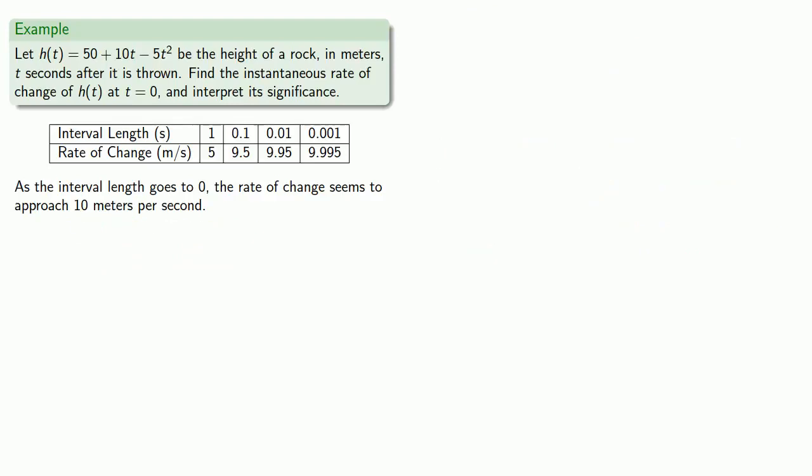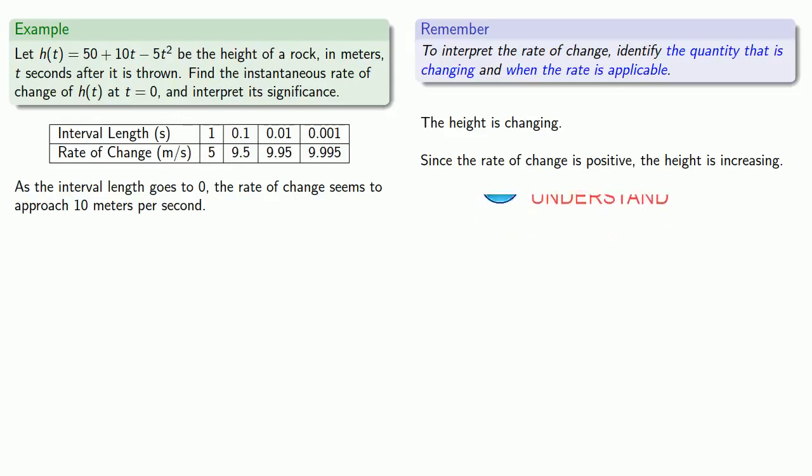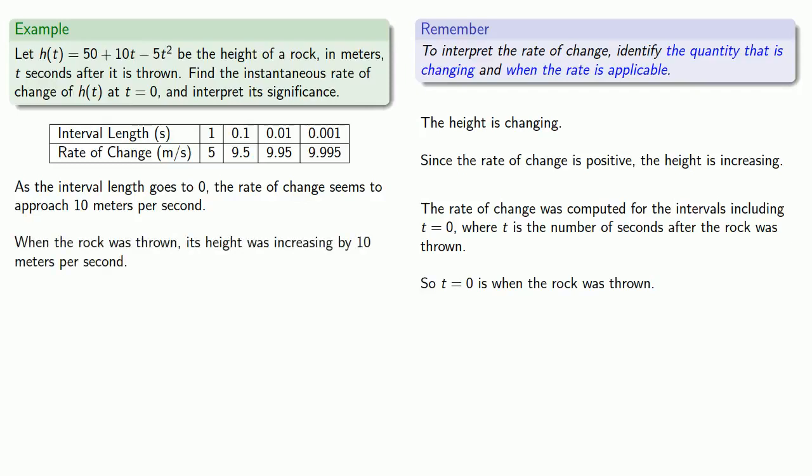Finally, let's interpret our answer and figure out what it's telling us. So to interpret a rate of change, what we should do is to identify the quantity that is changing and when the rate is applicable. So in this case, the height is the thing that's changing. And since the rate of change is positive, we can say that the height is increasing. Now, when is this rate of change applicable? Well, the rate of change was computed for intervals that included t equals 0 when t is the number of seconds after the rock was thrown. So t equals 0 is when the rock was thrown. And so we might interpret our finding as follows. When the rock was thrown, its height was increasing by 10 meters per second.